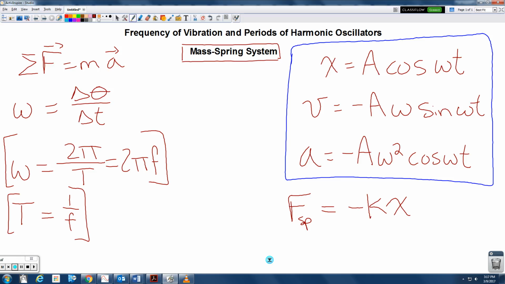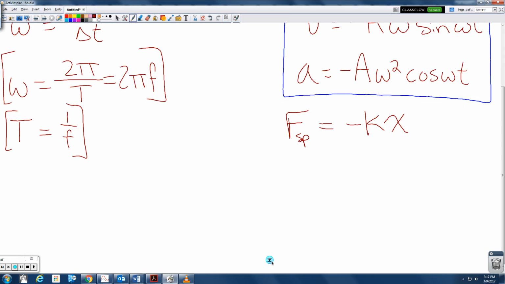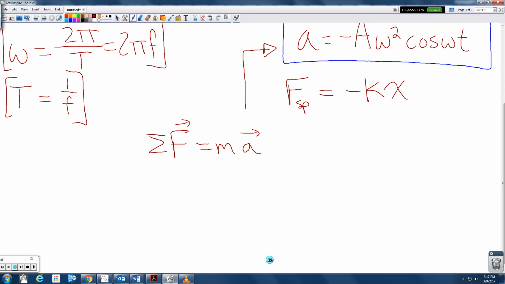So if we go back to our F equals ma, law 2, and we write it down here, the sum of the forces equals m times acceleration a. We can say, hey, we just found out what the acceleration for the simple harmonic oscillator was. There it is up there. So we have the sum of the forces equals m times negative amplitude omega squared cosine omega t.